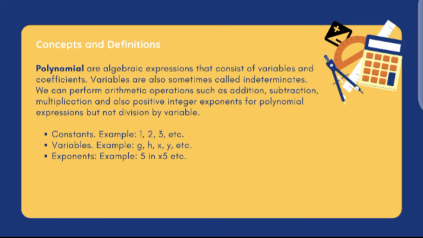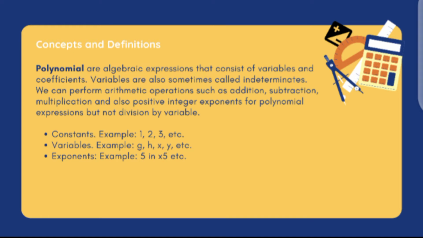division by a variable. Examples of constants are 1, 2, and 3, and so on. Variables are g, h, x, y, and so on. And an example of exponents, we have 5 and x to the power of 5.